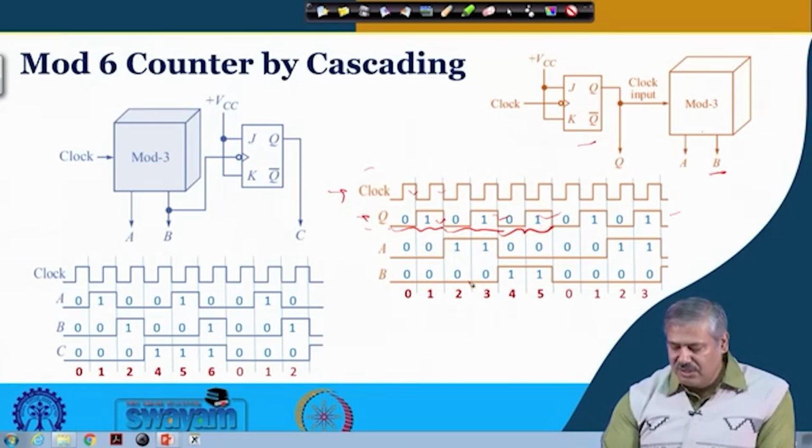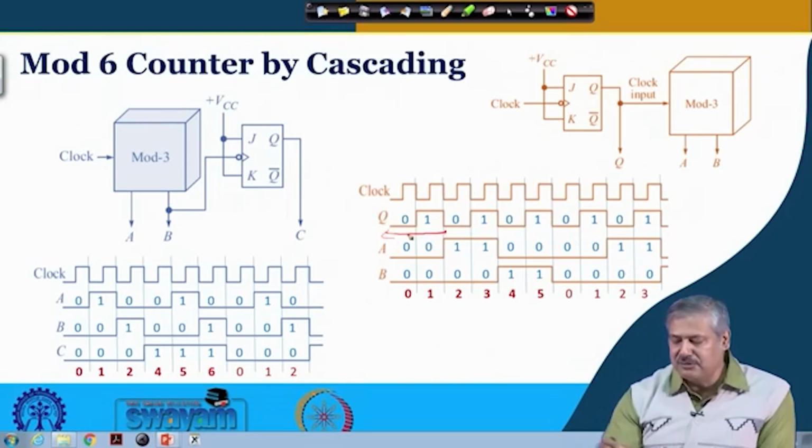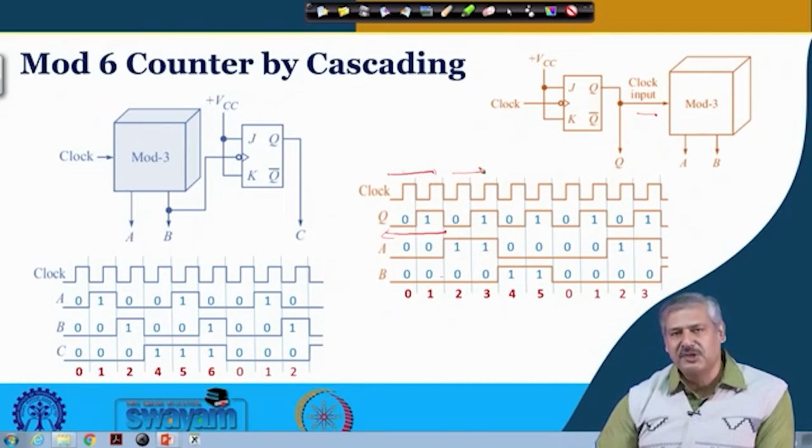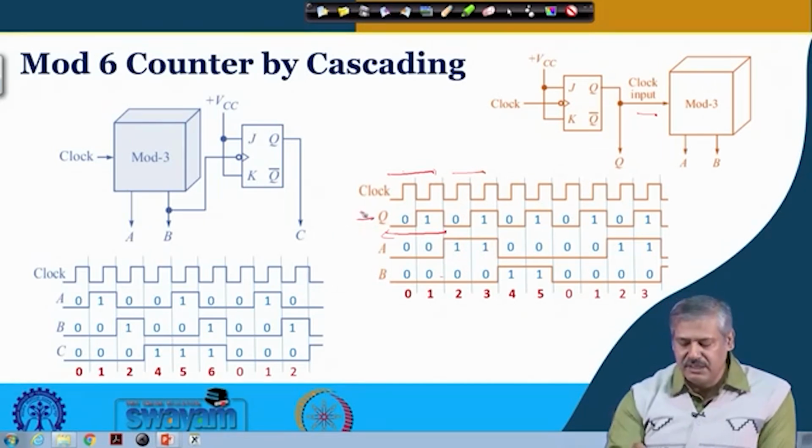So, 0 0 1 0 0 0 1 1 0, again 0 0 0 1 1 0, this is the way it will continue, right. So, one full clock cycle for Q, which is fed here as clock, is 2 clock cycles over there. That is why you can see 0 0 is there for 2 clock cycles and 1 1 again for 2 clock cycles like this. Okay. Because this Q is divided by 2 in terms of the frequency compared to clock.